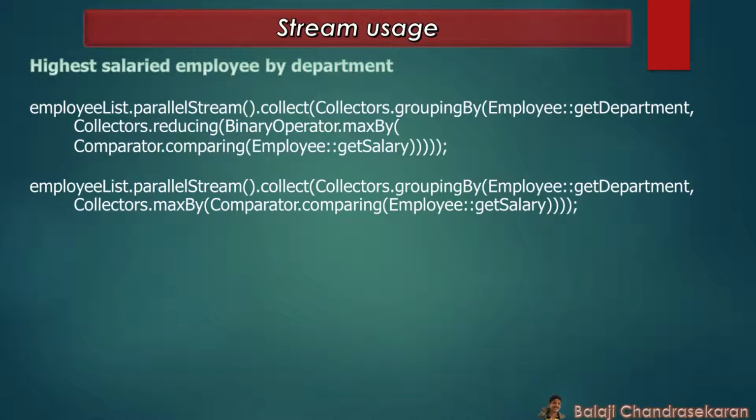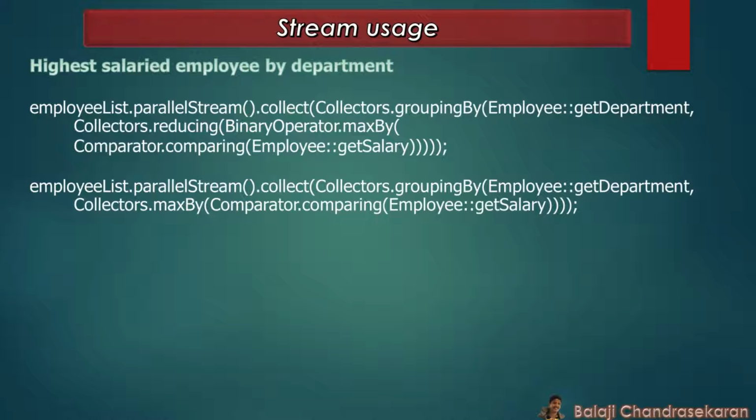In the first approach, the groupingBy collector groups the elements of the stream by a classifier function, the Employee::getDepartment method reference, which returns the department of each employee. For each department, it uses the reducing method of the Collectors utility class to perform a reduction operation. The reduction operation calculates the maximum salaried employees within each department.